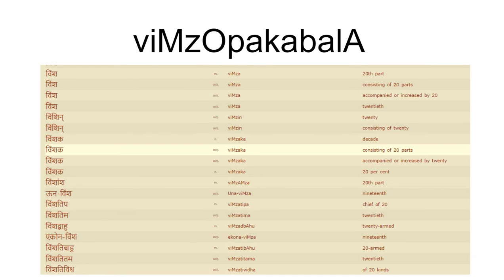So Vimshapakabala, Vimsha is the 20th part. So when you see all these Vimsha, the meaning of that always is consisting of 20 parts or accompanied or increased by 20th. So it is essentially an evaluation out of a score of, say, 20. So that's the system that this leads to.